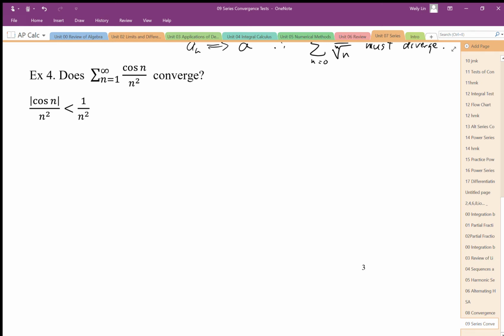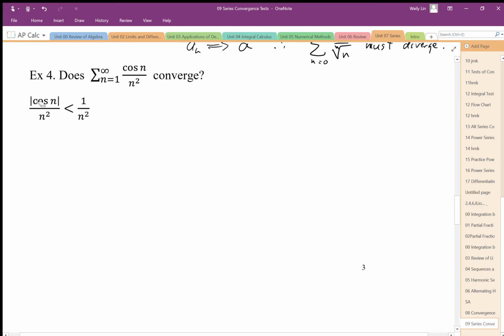So for this one here, we should really have a sense of whether this converges or not. Okay, and this numerator is going to bounce between -1 and 1, and this denominator is going to be a p series where p is equal to 2, and we know that that p series does converge. So what's going to happen here? Well, we can just do this comparison.